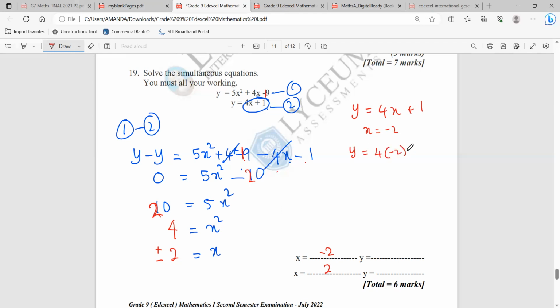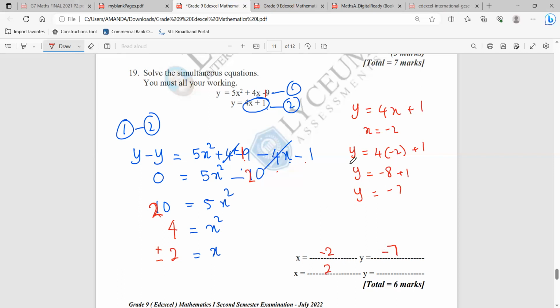4 minus 2 plus 1, y equals minus 8 plus 1. So y equals minus 7. So that's negative 7 when x equals minus 2.